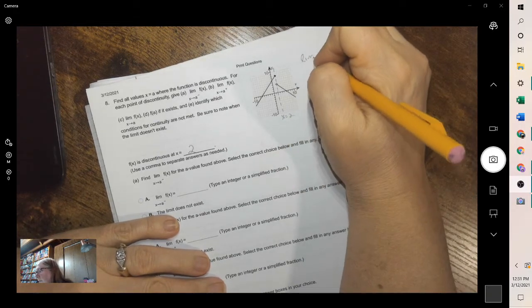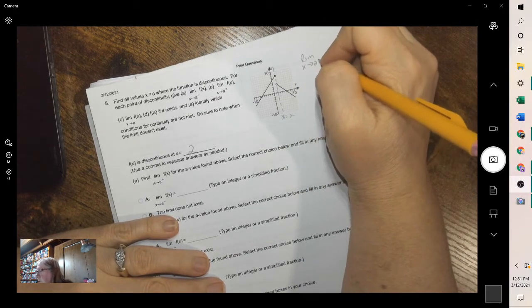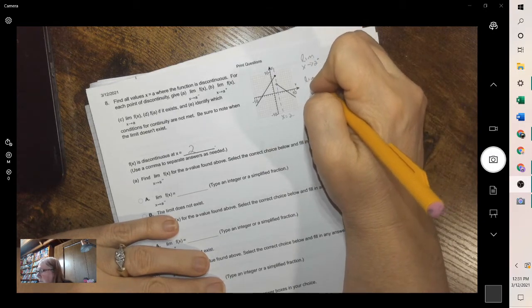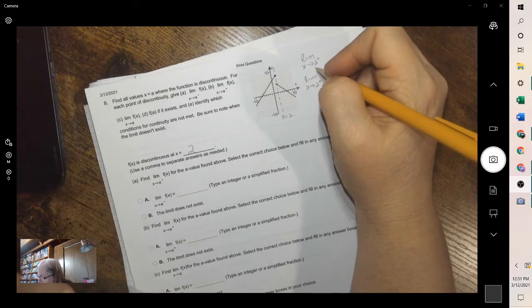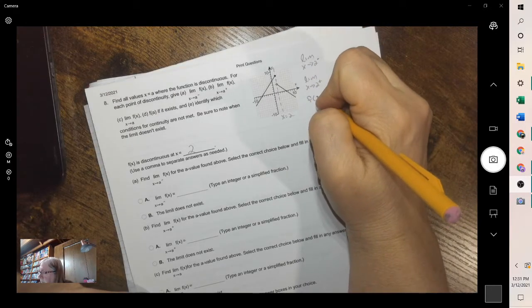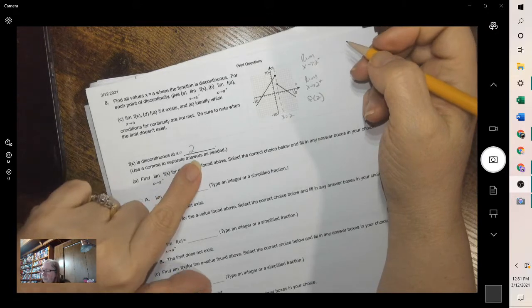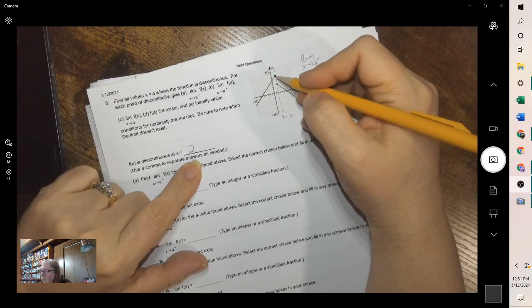So we want to find the limit as x approaches 2 from the left, the limit as x approaches 2 from the right, and f of 2. So it's discontinuous at 2 because it's broken.